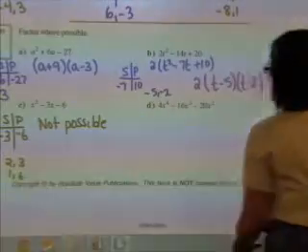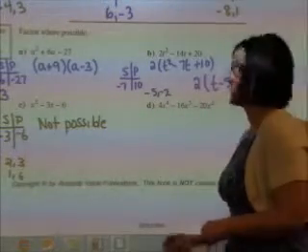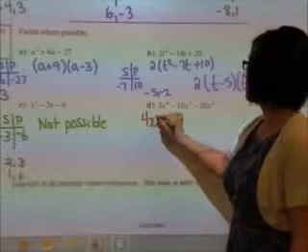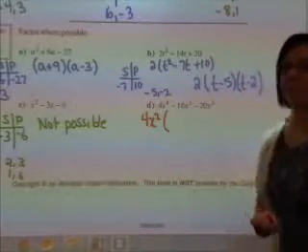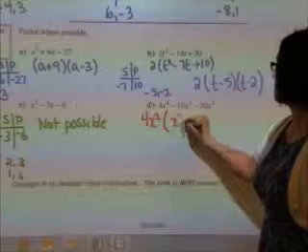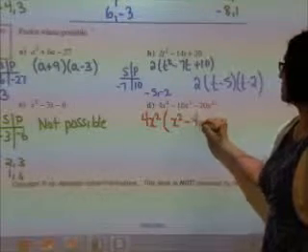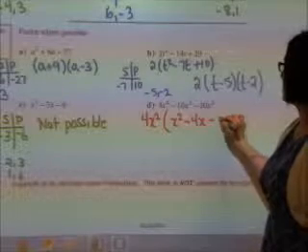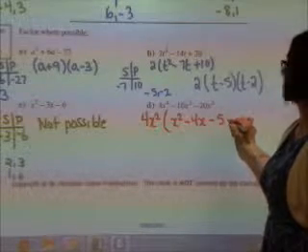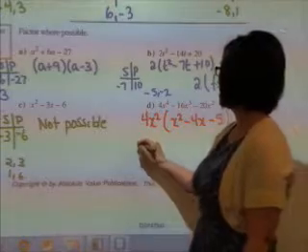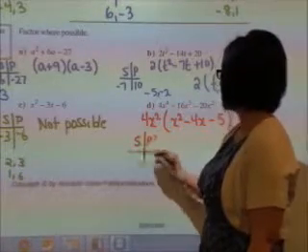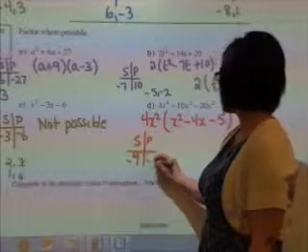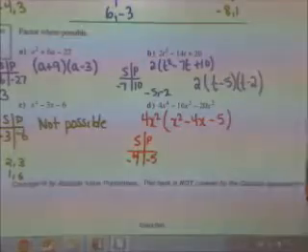Okay, what do I do for D? Factor. What do I factor out? 4x squared. And what am I left with? x squared minus 4x minus 5. Yep. Okay, so sum and product chart. The sum is negative 4, and the product is negative 5.